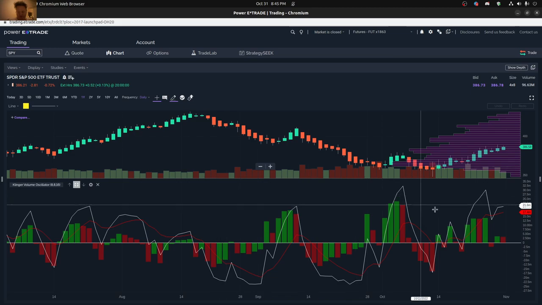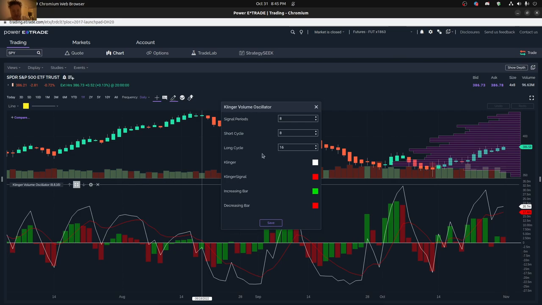So you can see that the volume oscillator generally is positive when the volume is positive, and is negative when the volume is negative. Now that depends on your settings. Basically, just like the MACD, you have a signal period, and then you have a short cycle and a long cycle. I specified my signal period to be the same as my short cycle. It's basically just a moving average along this line.